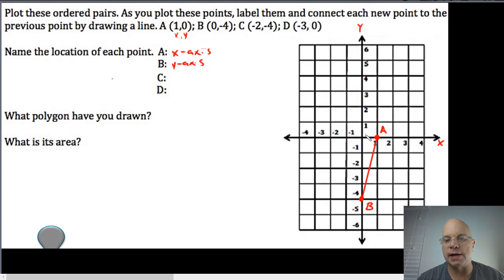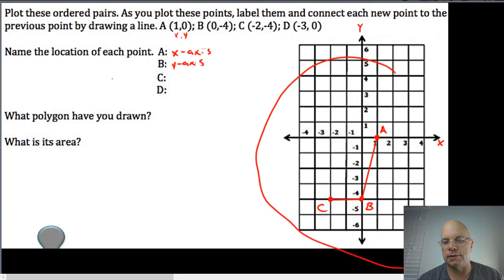C is -2, -4, so I start at the origin. X is -2, so I go 2 to the left, and then from there y is -4, so I go down 4. That's point C. Connect it to point B, and then I need to remember the way to number the quadrants. You make a C.